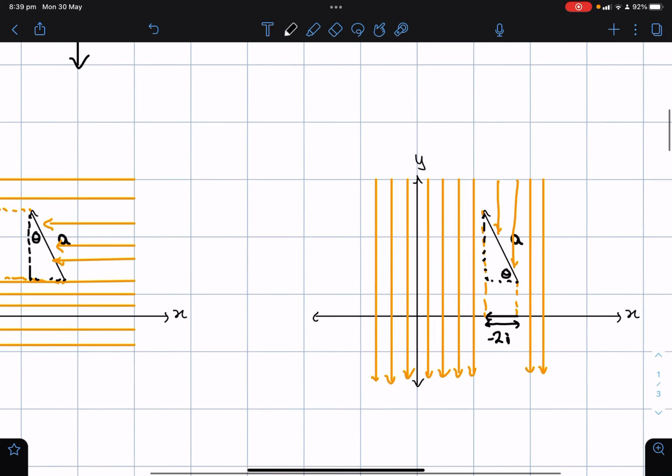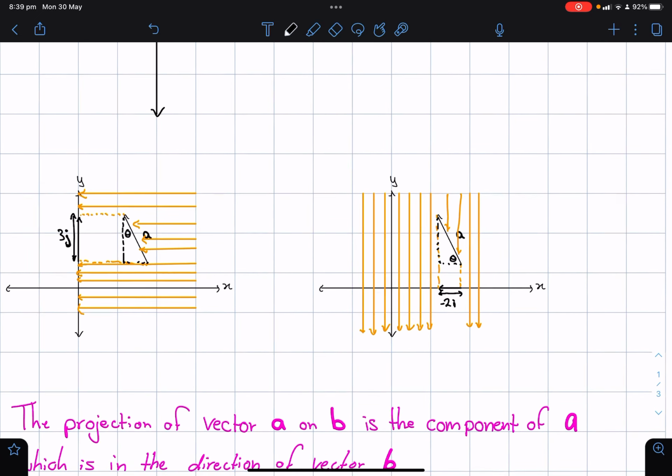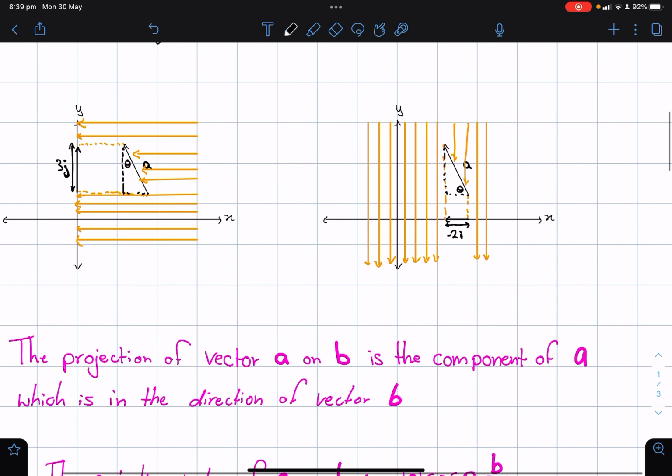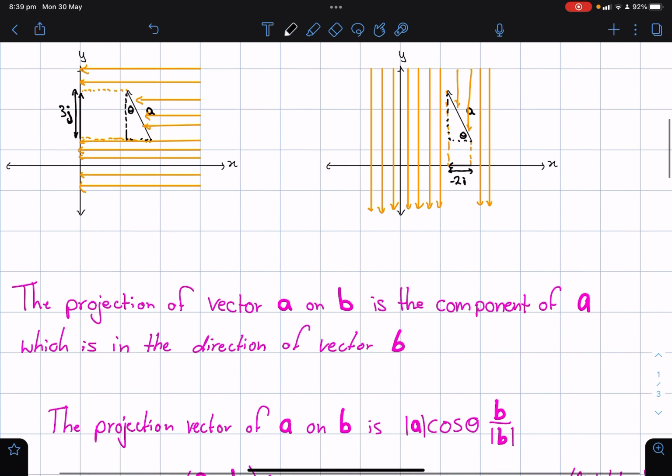So we're getting that projection of a shadow. It's almost like when we're out in the sun, you see our shadow on the floor. That's exactly the kind of thing going on here. So the projection of vector A on vector B is the component of vector A which is in the direction of vector B. We do have a little formula.